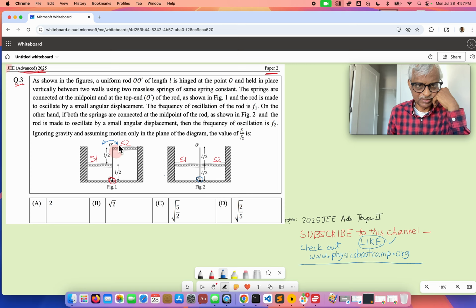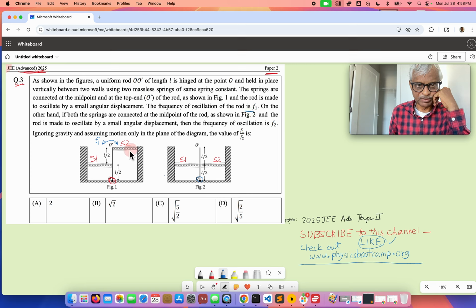All right, so the length is L, and then one spring is attached to that place, and another is attached to the very top. They're calling it O prime, as in figure 1. So this configuration is going to have frequency F1. Okay, that's from there. Now on to figure 2.